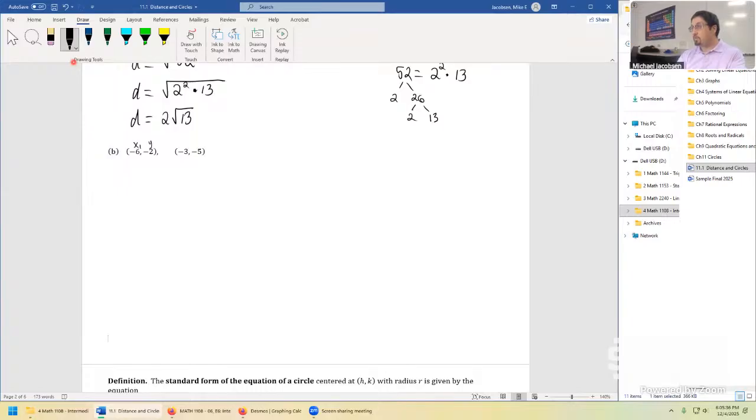This is x1, y1, x2 and y2, then just write down the formula. Distance is going to be the square root of differences in the x values, so x2 minus x1 squared, plus the difference in the y values, y2 minus y1 squared.